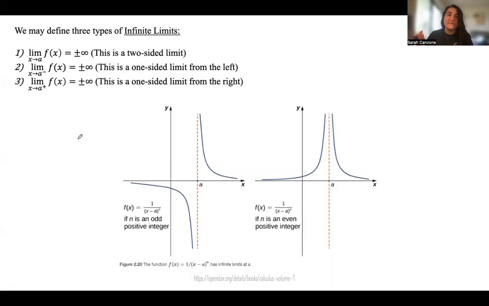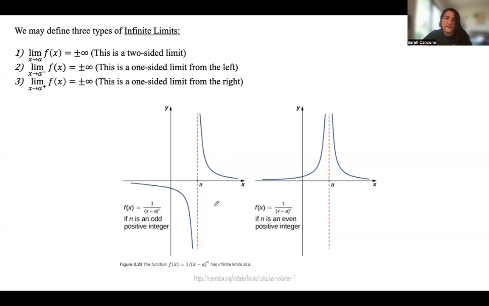We also have infinite limits that we could see. So given some type of function, we have two different ways that we can look at this. I don't expect you to memorize what this would look like, but it's kind of cool to look at. If you have 1 over (x minus a) to the n, where a is just some number and n is an odd positive integer, so say a is 0, you have 1 over x cubed. Then you have a function that looks like this.